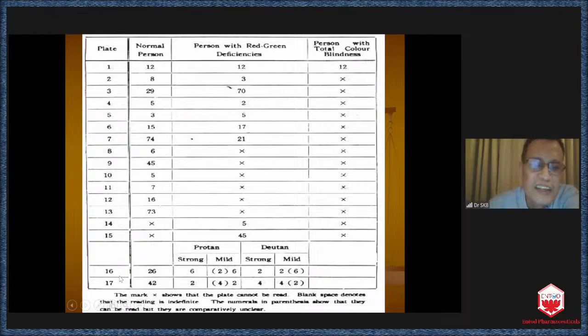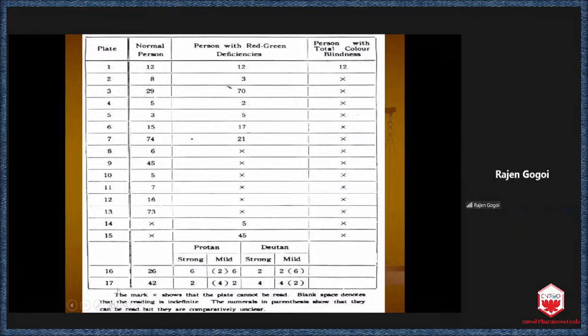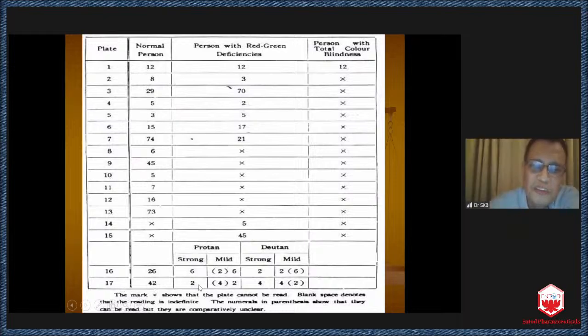And these are the diagnostic plates. Normal people will see 26. Colorblind people will see, if it is protan, 6, and deutan, 2. For this plate, normal people see 42. It's protan, they will see 2, and deutan blind, they will see 4.